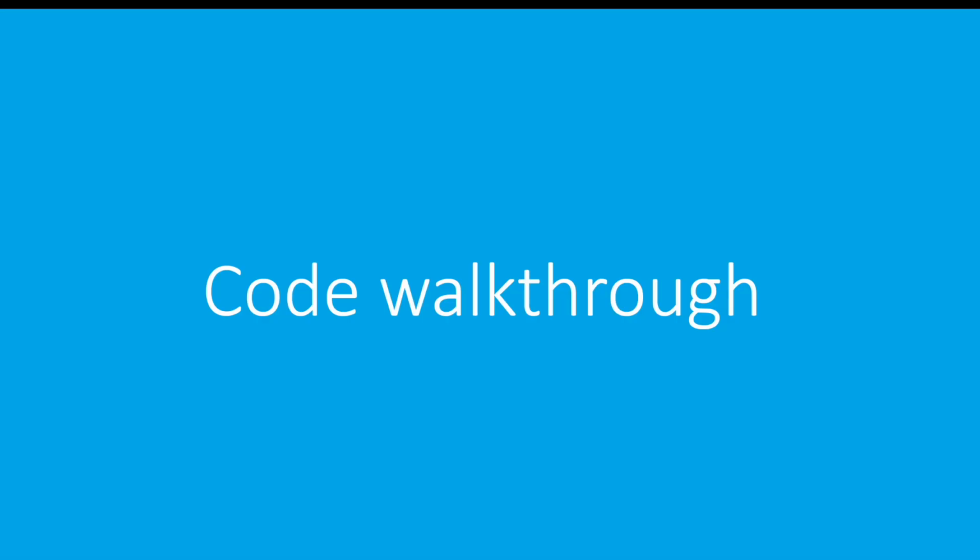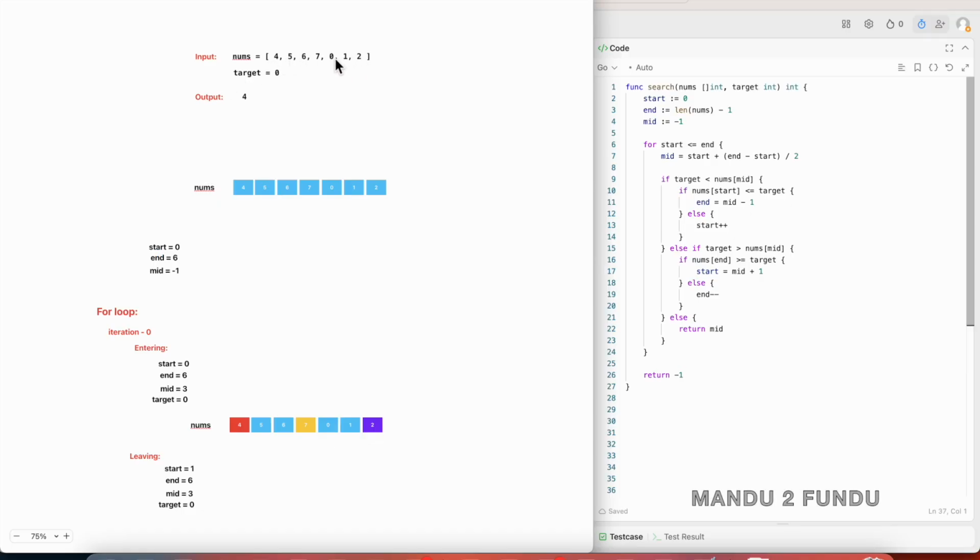Next, I'm going to do the code walkthrough with sample input. The given nums array has 7 elements: 4, 5, 6, 7, 0, 1, 2 and the target value is 0, which is located at index 4. So the expected output is 4.